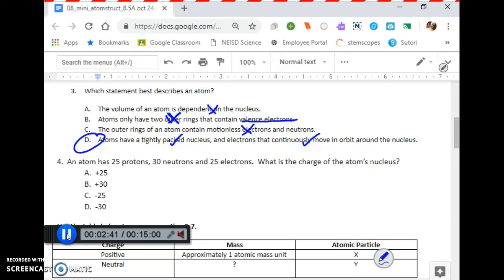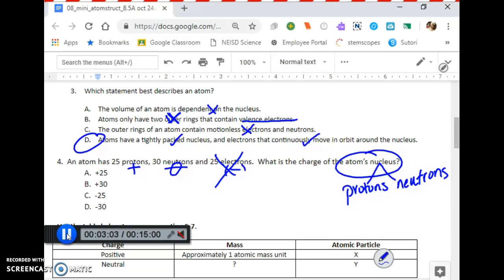Number 4, an atom has 25 protons. Protons are positive, 30 neutrons. Neutrons are neutral. They have no charge. And 25 electrons. Electrons are negative. What is the charge of the atom's nucleus? Inside the nucleus, we only have protons and neutrons. We do not have any electrons inside the nucleus. This electron information is just extra stuff. The charge in the nucleus then would be the combined charge of these 2 particles. Since neutrons have no charge, they are not going to affect the charge of the nucleus, leaving plus 25 as the charge for our nucleus.